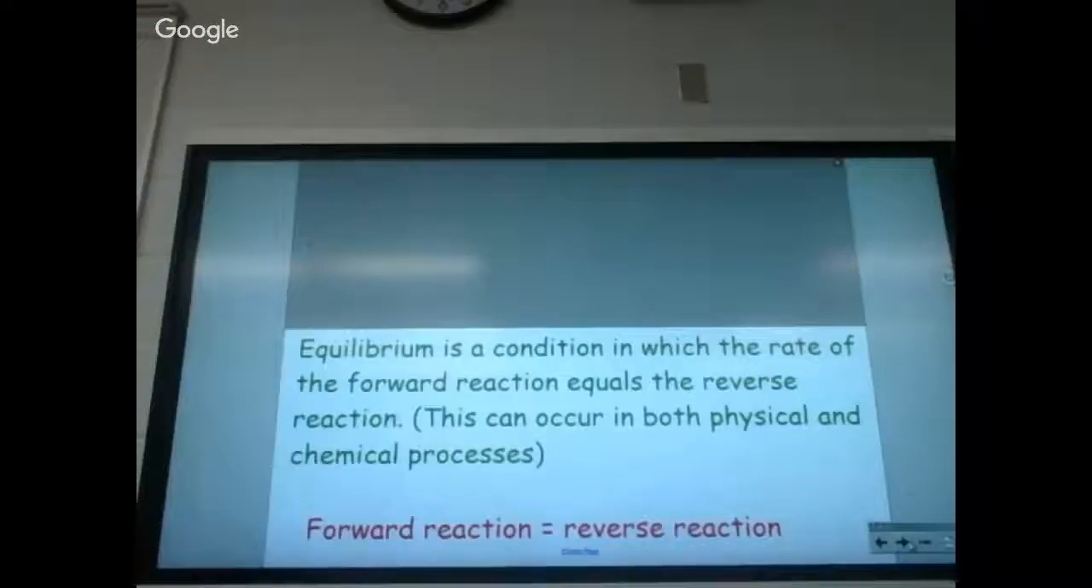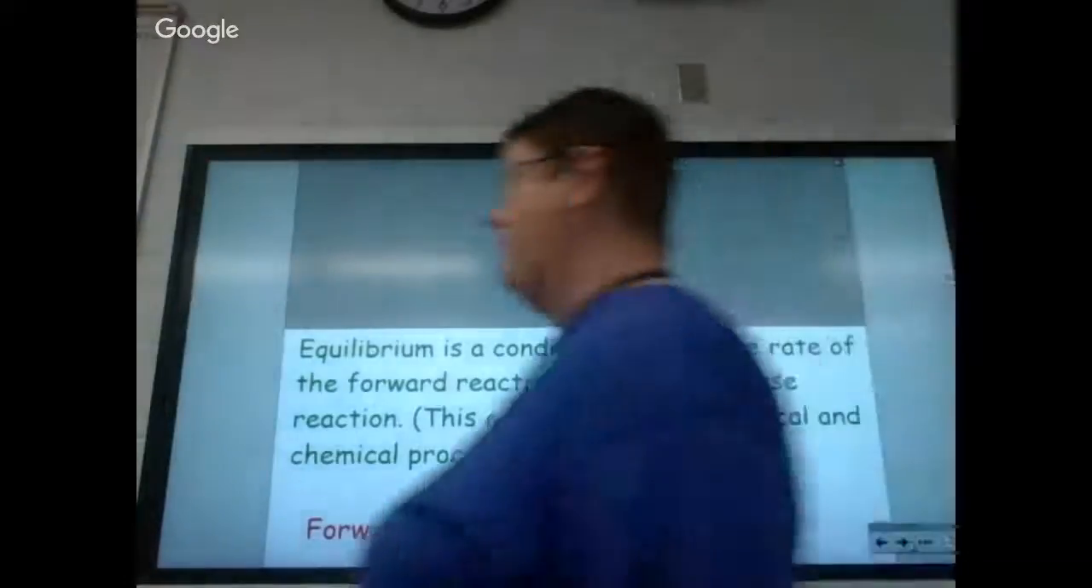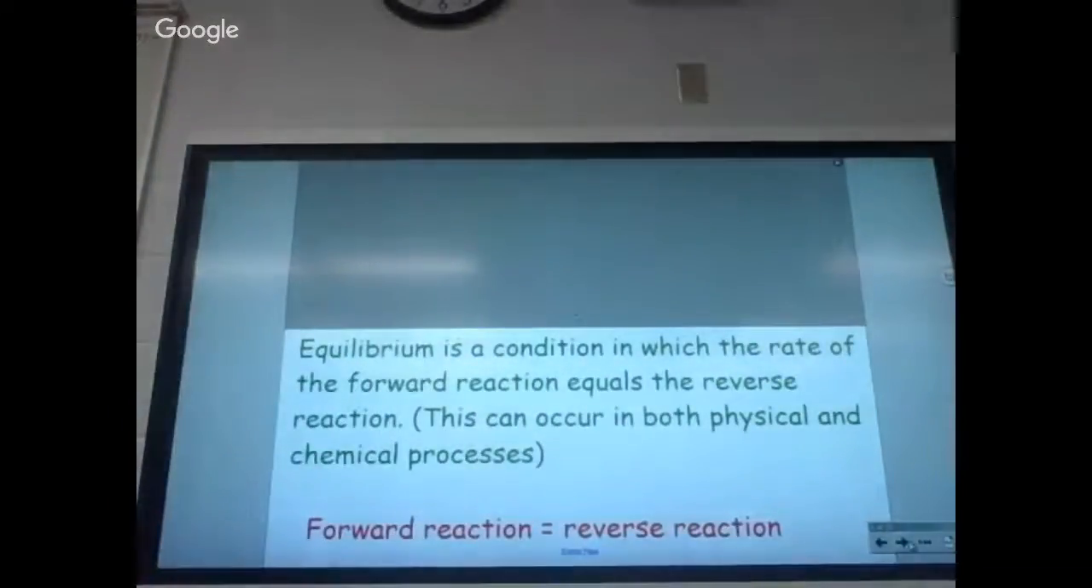And you have to have 2 opposing processes. So you have to have a forward reaction and you have to have a reverse reaction. In order to reach equilibrium, those 2 things have to be equal because you still have to have both parts. You can't have equilibrium unless both parts are there, forward and reverse, and they have to equal each other.